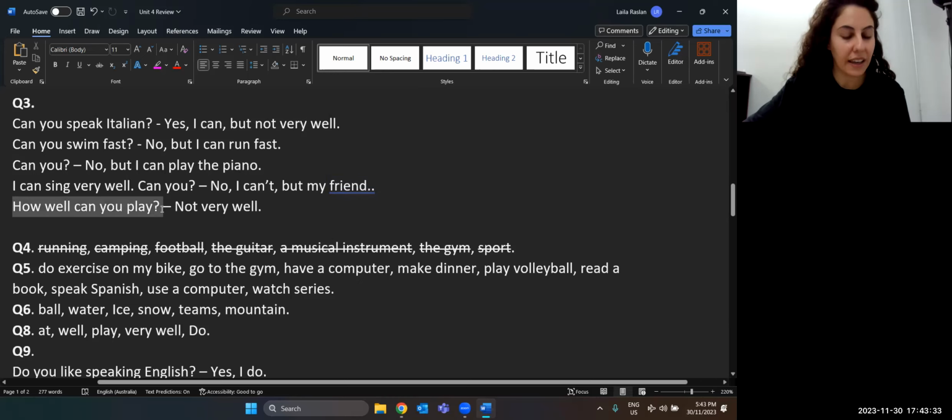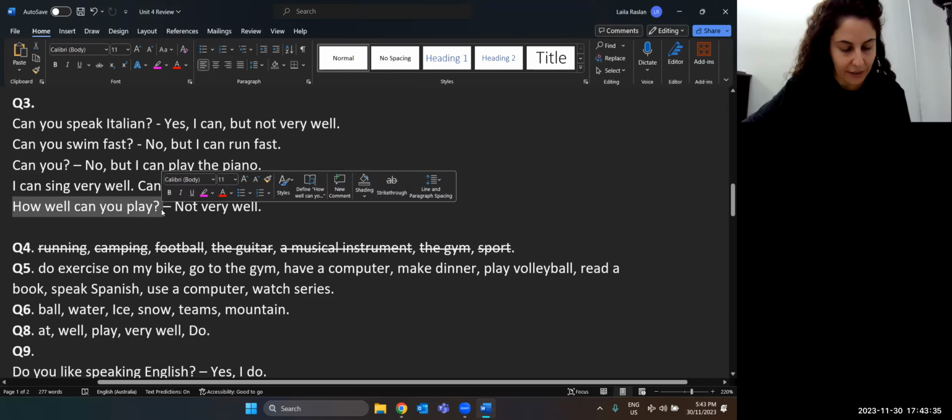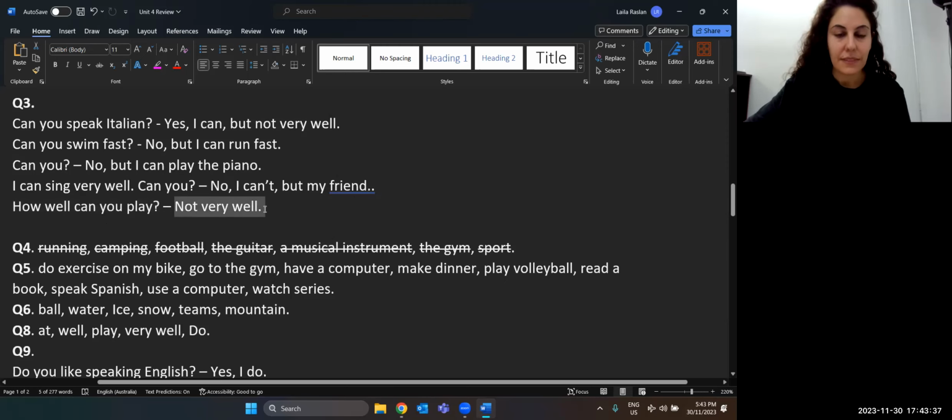How well can you play? Yeah. So sometimes when somebody asks you how well, you can just respond directly with the adverb. How well can you swim? Quite well. How well can you sing? Yeah, very well. How well can you cook? Pretty good. So you can respond directly with the adverb.